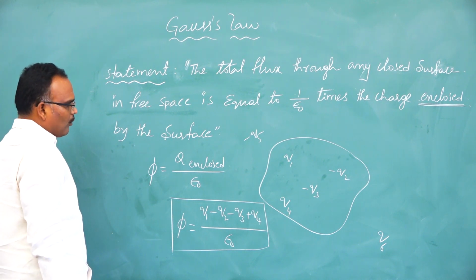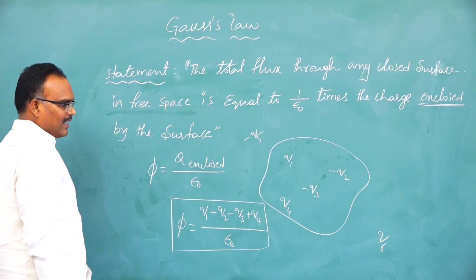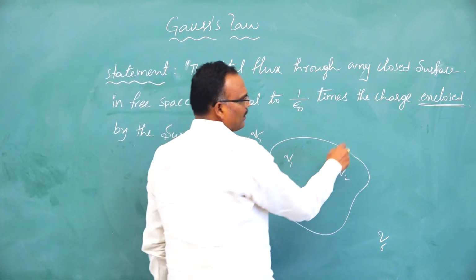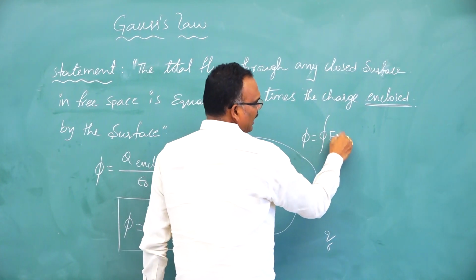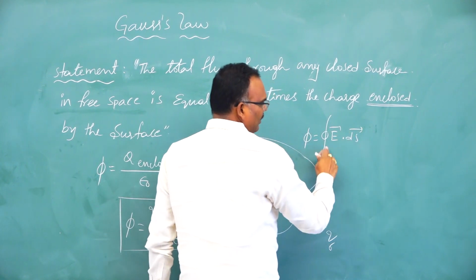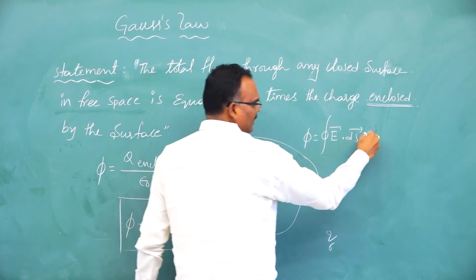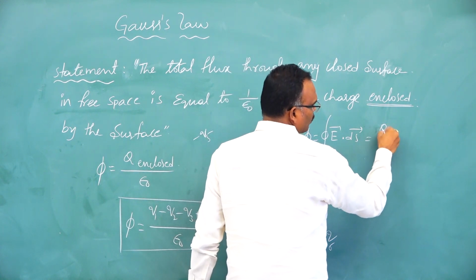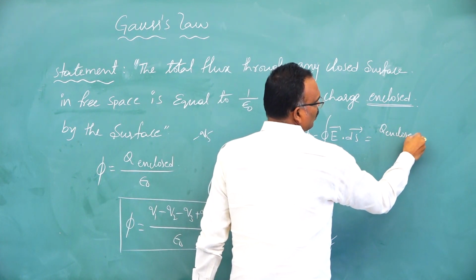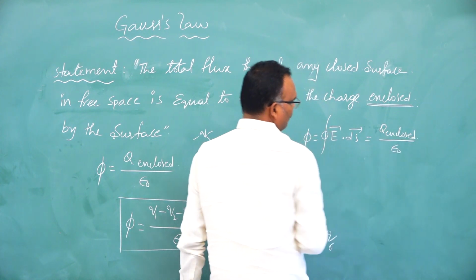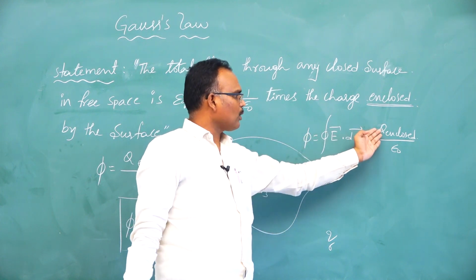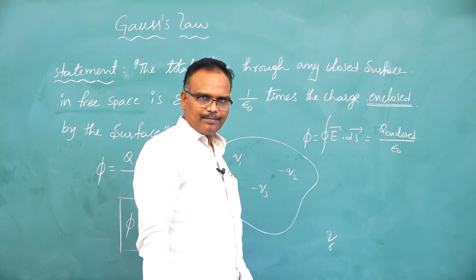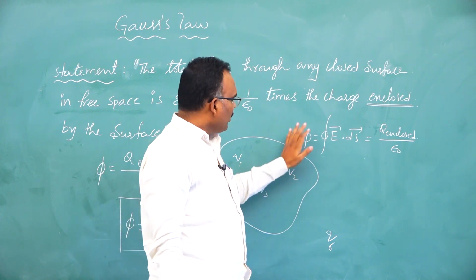Okay, so we can even define this Gauss's law in a different way. That is, flux phi is equal to the closed integral of E bar dot ds bar, which also gives you flux, and that is equal to the charge enclosed divided by epsilon naught. Okay, if I know the charge enclosed, then I can calculate flux by using phi is equal to Q enclosed by epsilon naught directly.